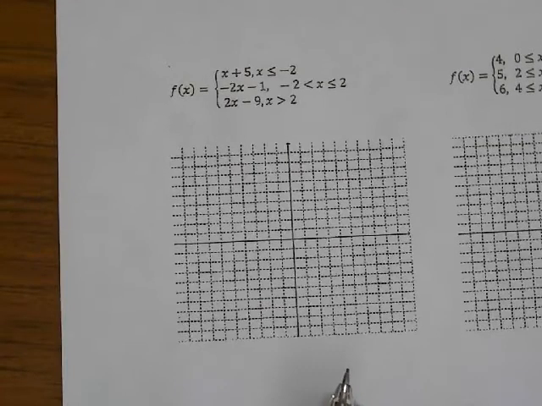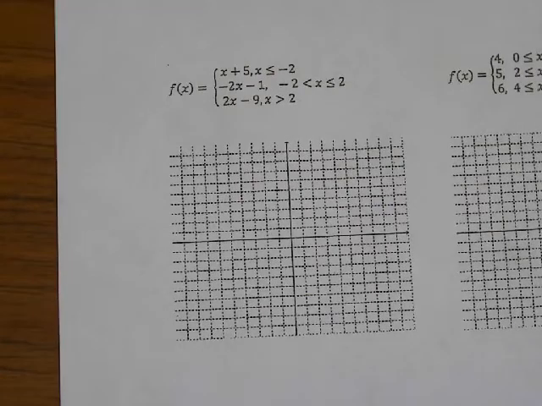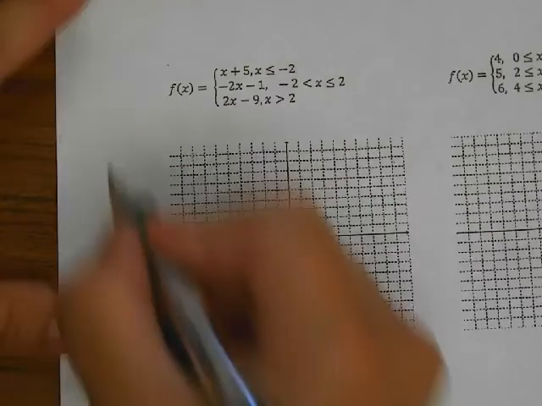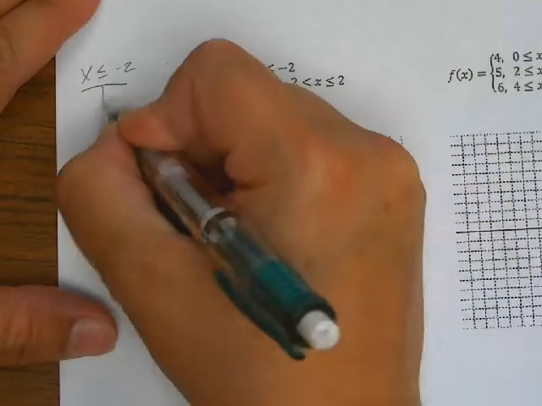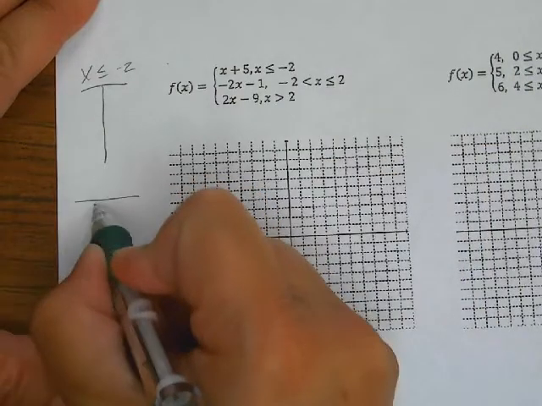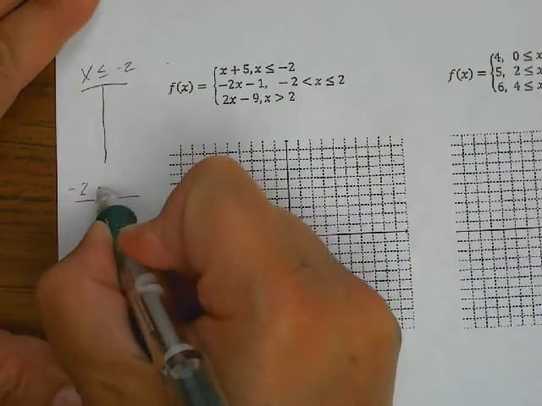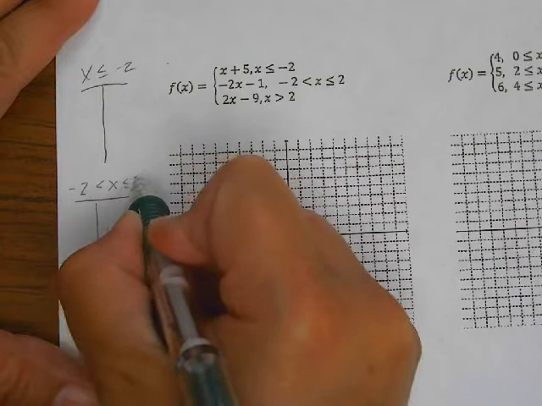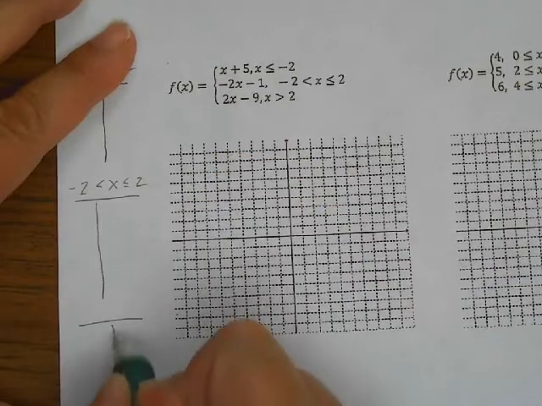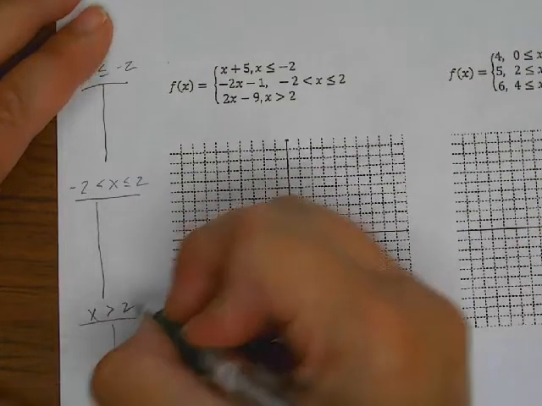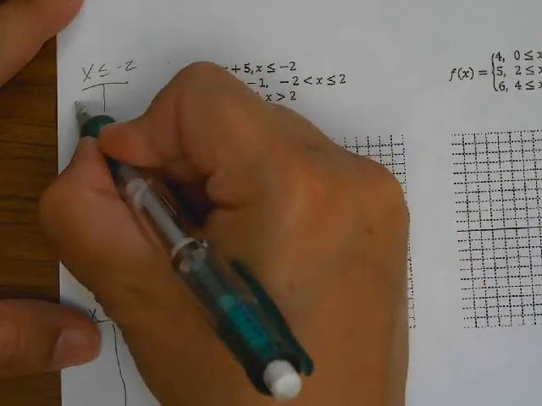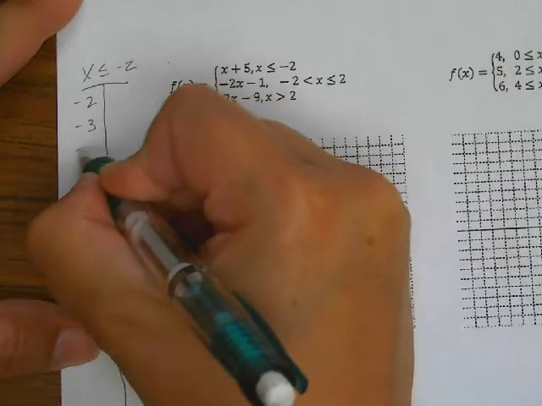This one looks different. As you'll see, it's got 3 equations. So that means I'm going to have 3 parts to this graph. I'm going to have a part for when x is less than or equal to -2. I'm going to have a part when it's between -2 and +2. And then I'm going to have another part where x is greater than 2. So here, I'm going to have -2 and some numbers less than -2.